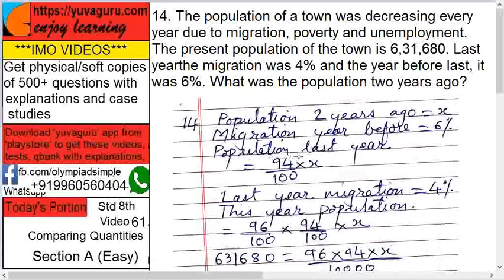So population after this migration, how much it would be? What do you mean by migration? Migration means people leave, means the population decreases. So earlier population was x, now it is decreased by 6%. So what will be the new population? Here 100 minus 6, because percentage means 100. So 100 minus 6 is 94. So what is remaining now? If year before last year it was 100, so in last year it will be 100 minus 6, that is 94. So we want it for x.